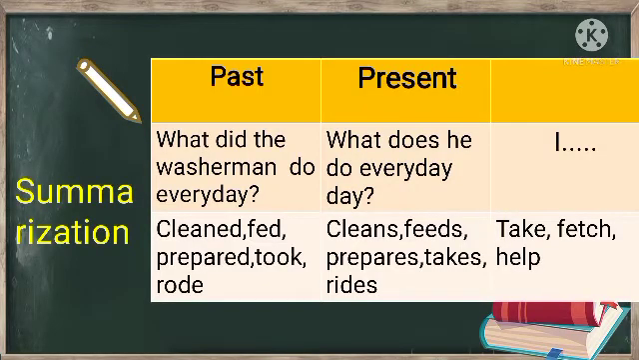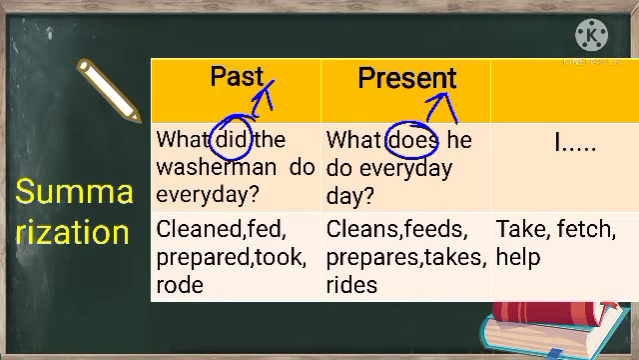So here, see here. What did the washerman do? Here in this, did is given. Did is the past form, right? What does he do every day? Does is a present form. If you find did in the question, then it is given in the past. If you find does in a question, then they are talking about the present.